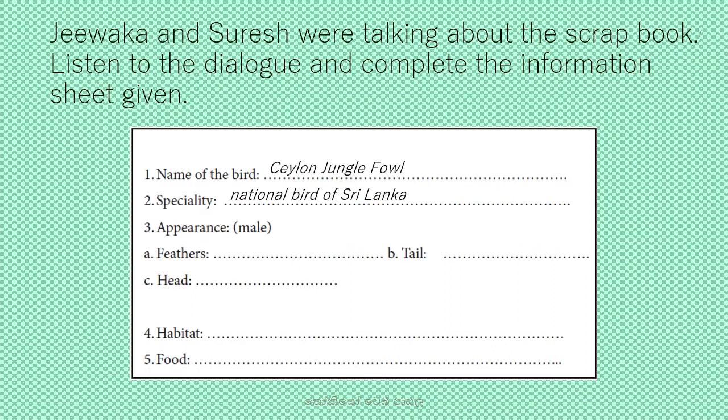Then we need to find the appearance of the male of this type of bird. First, we need to find the information related to feathers. So what did you find related to their feathers? Yes, they are of two colors, bronze and gold. What about their tails? Can you remember?